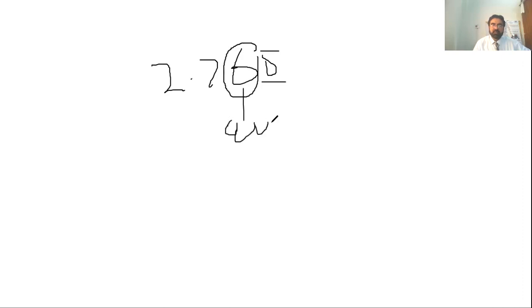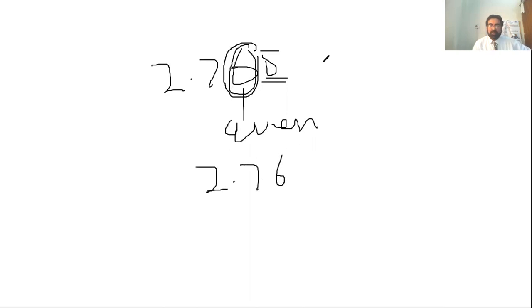I'm giving you an example, 2.765. If you want to remove this 5, if it is exactly 5, then you have to look at this digit. If it is even, and of course this is even, you have to remove this 5 and keep it unaltered. So it will become 2.76.